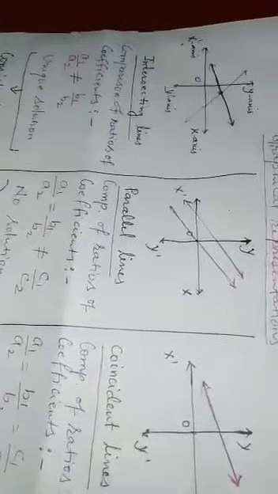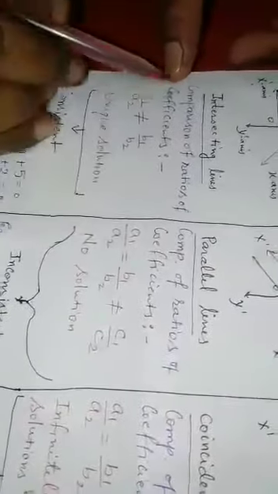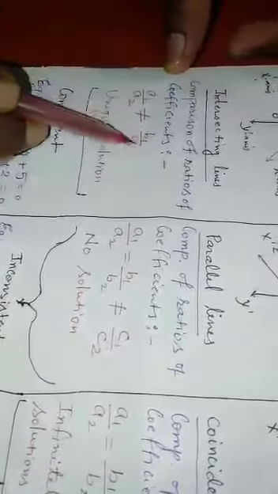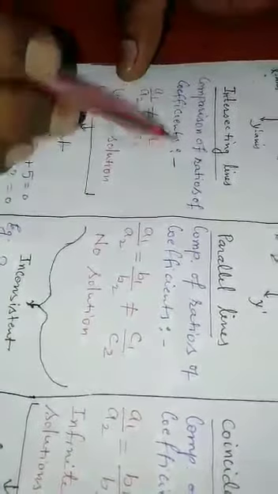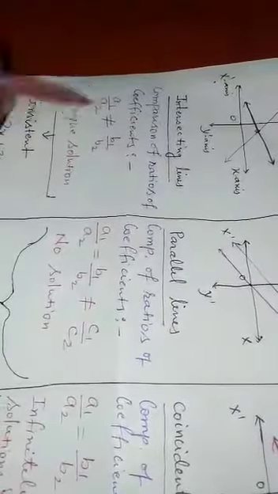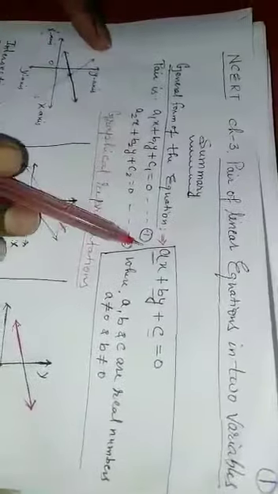So the first type of pair is intersecting. You can see the comparison of ratios of coefficients. If a1 upon a2 is not equal to b1 upon b2, then there will be a unique solution. Without representing on the graph, you can identify which type of pair these are. As we know, a1, b1, c1 are the coefficients of the first equation, and a2, b2, c2 are the coefficients of the second equation.